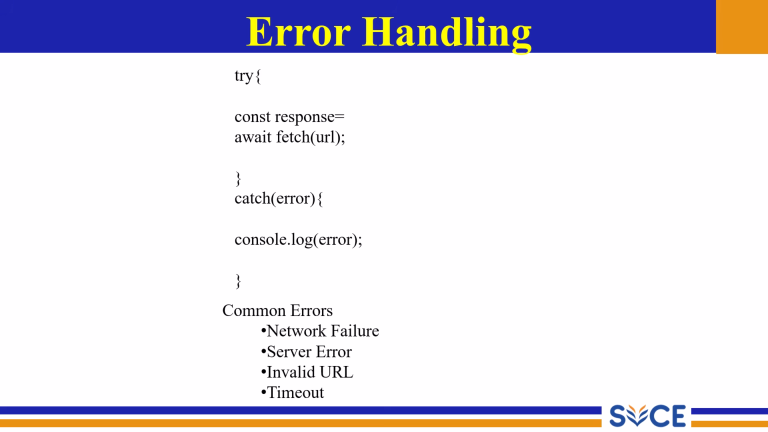Before we get on to error handling, the GET method is used for reading, the POST method is used for creating, the PUT method is used for updating, and the DELETE method is used for removing. So now you know how React performs all the operations using the fetch API.